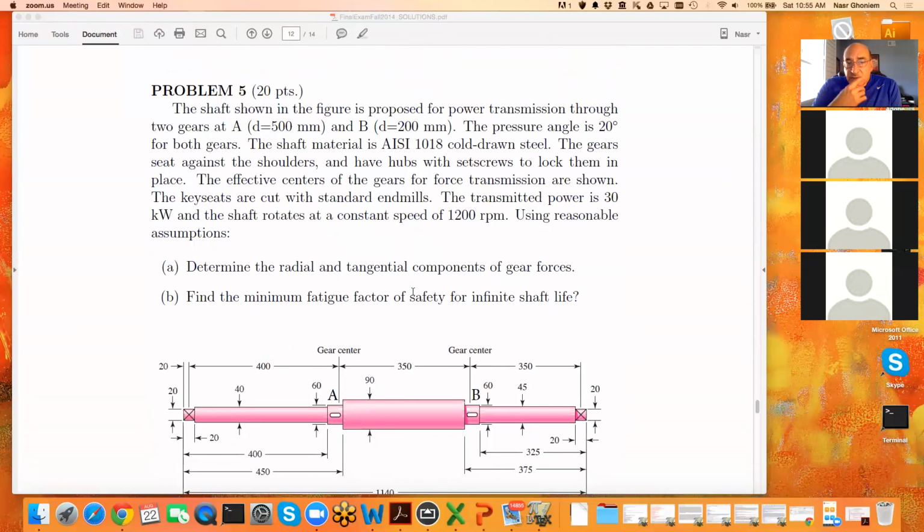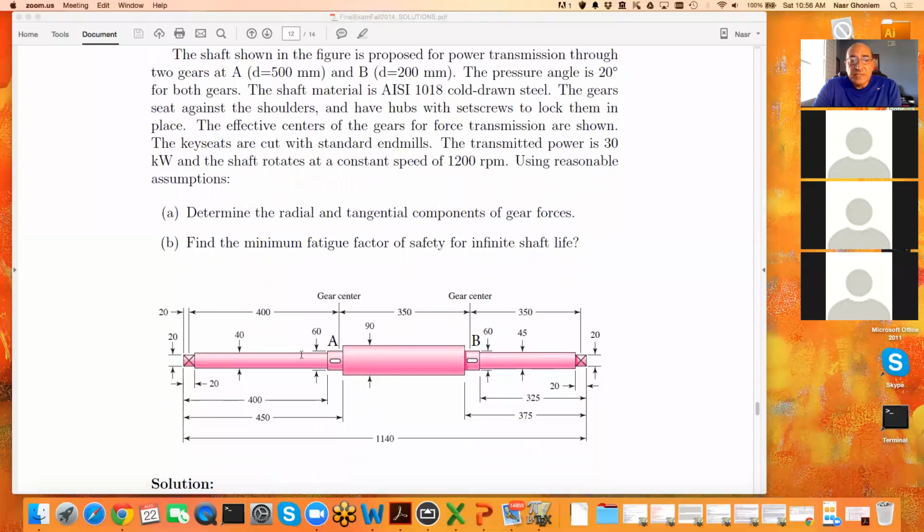The last problem here is a fatigue problem. And for fatigue, we do not have many systems in this course that have fluctuating stresses other than the shafts. So it ends up always designing shafts. So a shaft will be here.